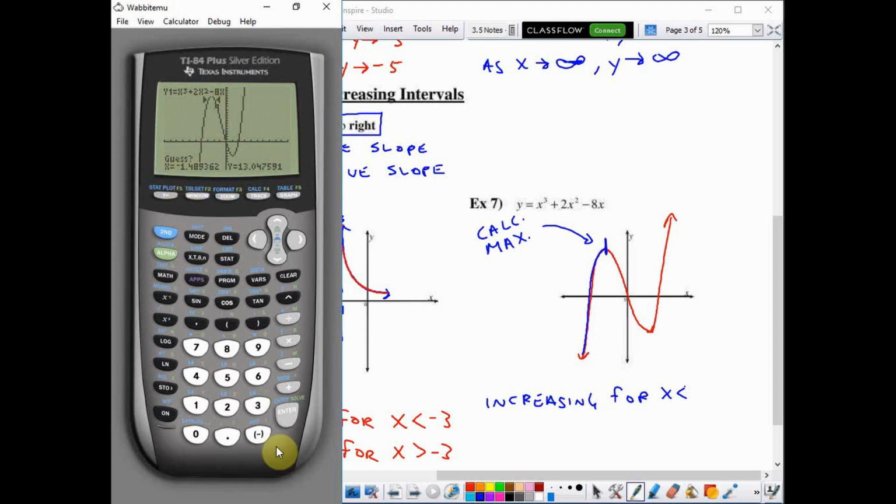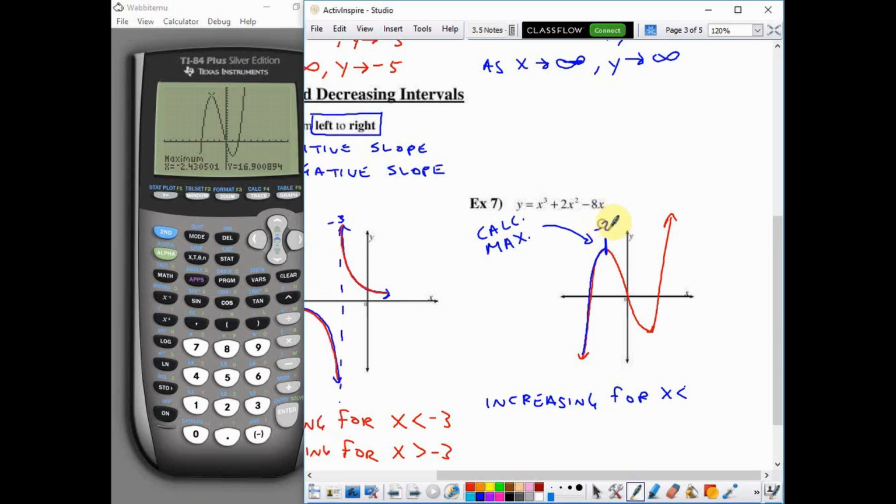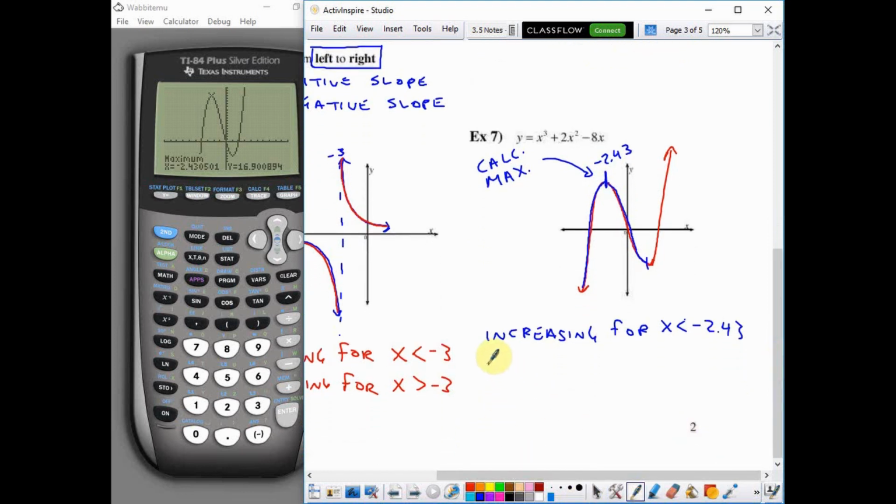Right now it says guess. I need to hit enter, and it's going to give me that actual maximum. The x value is negative 2.43. The y value is 16.9. So this x value right here is negative 2.43. So I'm increasing for x is less than negative 2.43. Then it begins to decrease until it gets right about here. So the next interval is a decreasing interval.